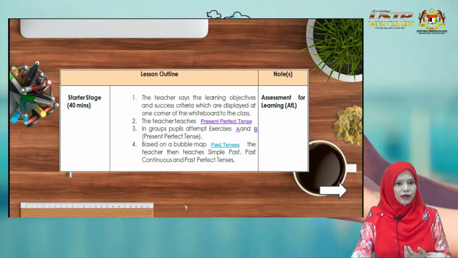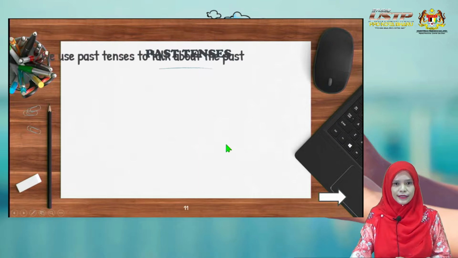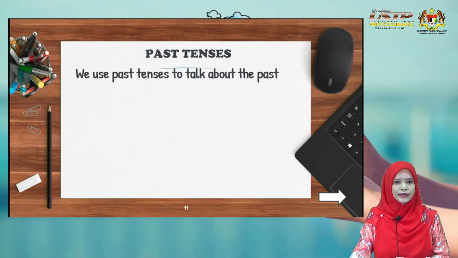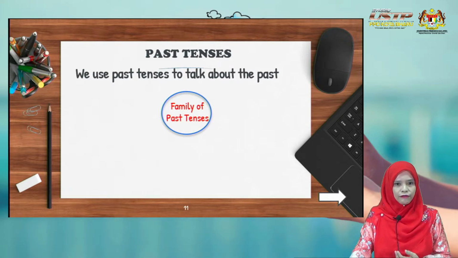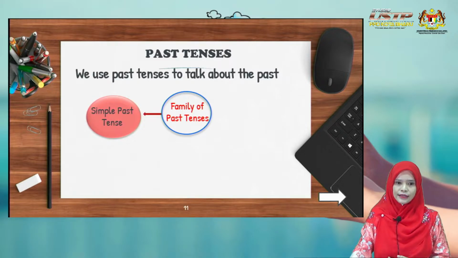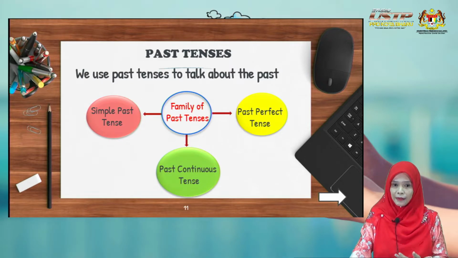Then, based on a bubble map of past tenses, the teacher teaches simple past, past continuous, and past perfect tenses. Past tenses: we use past tenses to talk about the past. The family of past tenses: we have simple past tense, past continuous tense, and past perfect tense. This is the bubble map that I mentioned earlier.